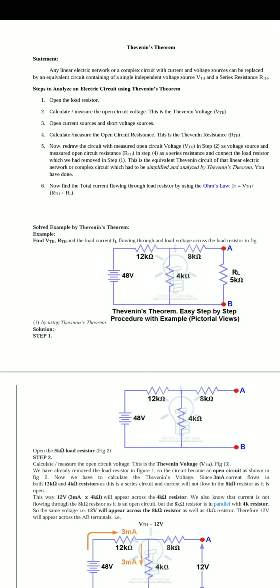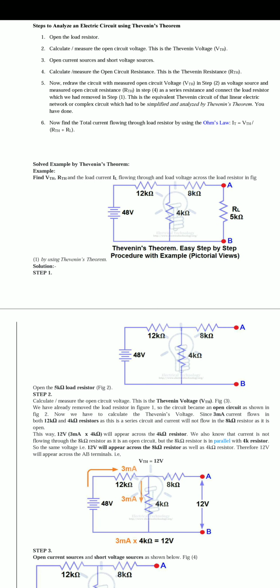What is the step-by-step procedure of Thevenin's theorem for solving any kind of network or circuit? First step, open the load resistor. In any given problem, a particular resistor is asked about in the question: the power dissipated on the resistor, or the current flowing through that resistor, or the voltage across that resistor. Likewise they ask in the questions.